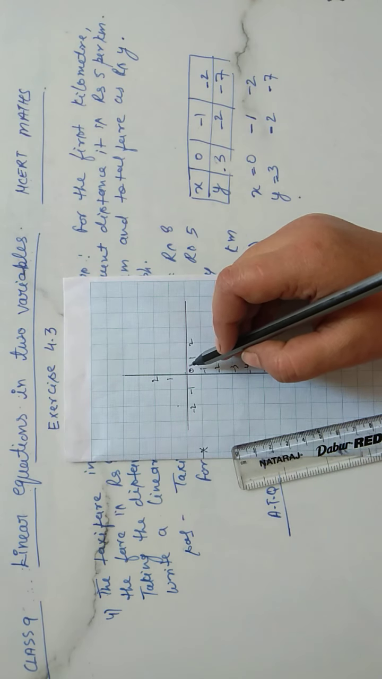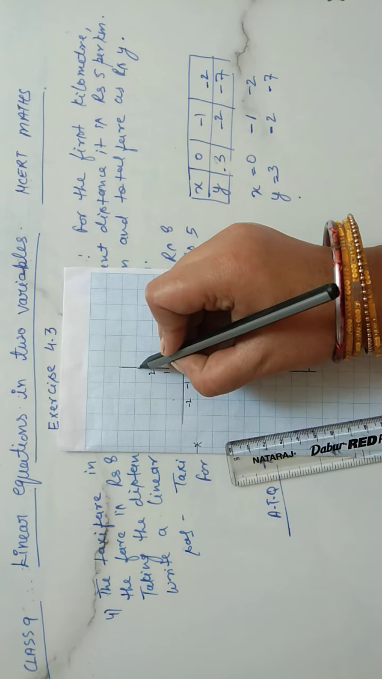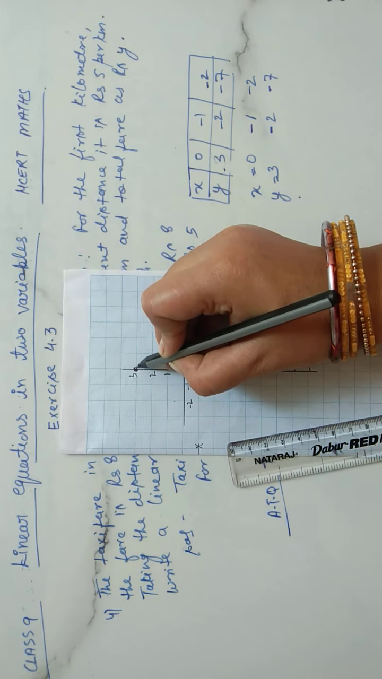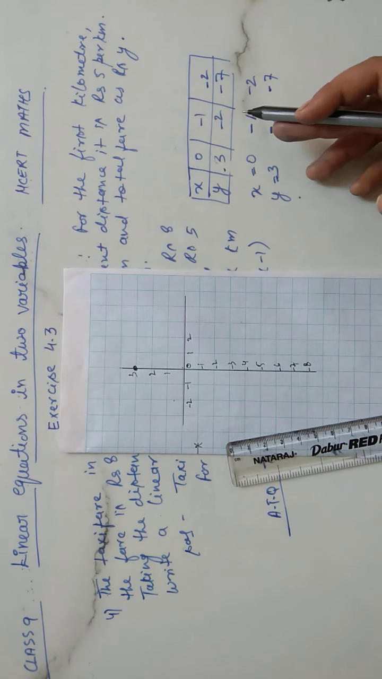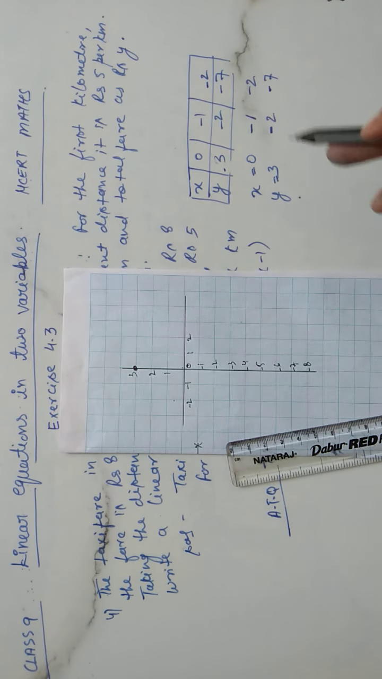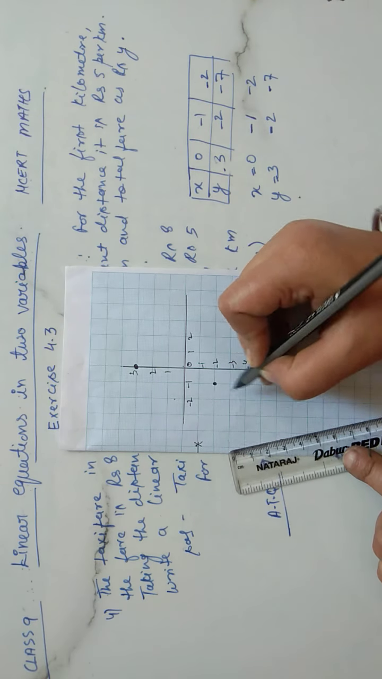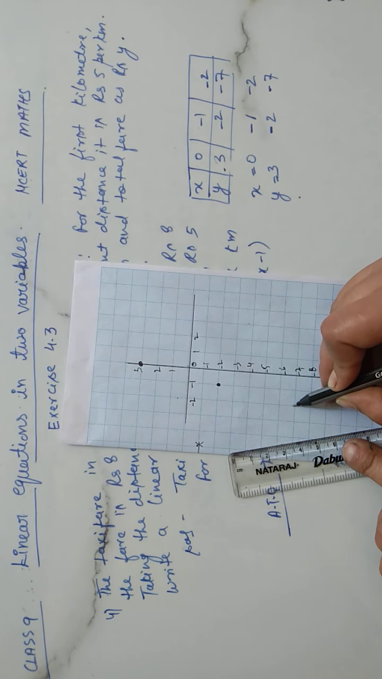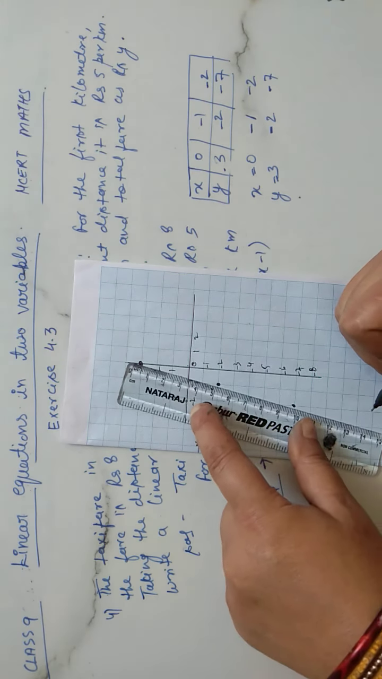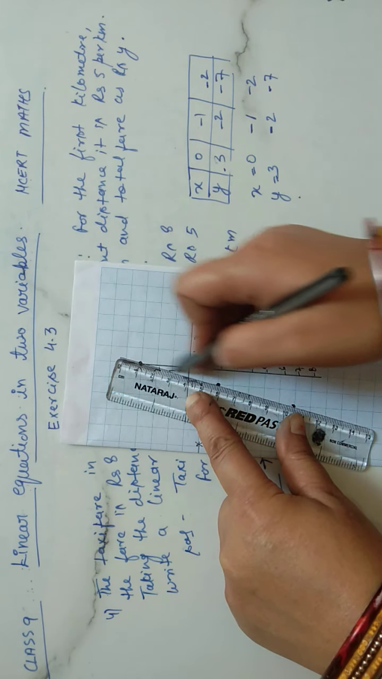So for x is 0, y is 3. So this is the point we are having: 0, 3. Okay, now see the second one, x is minus 1 and y is minus 2. X is minus 2, y is minus 7. Okay, and just see, I'm getting a straight line for these all.